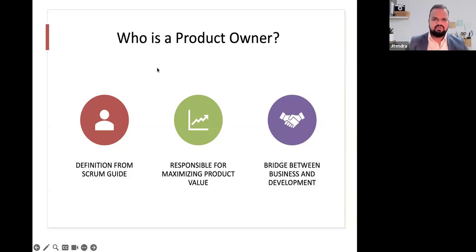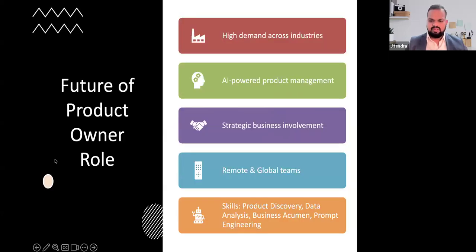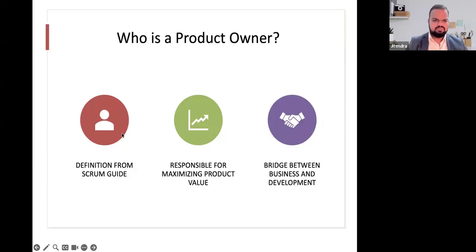Okay, so here we go. Let me make my pen enabled. Okay, so if you see here what it says, someone who is owner, owner of what? It says owner of the product. That's what a product owner is all about.